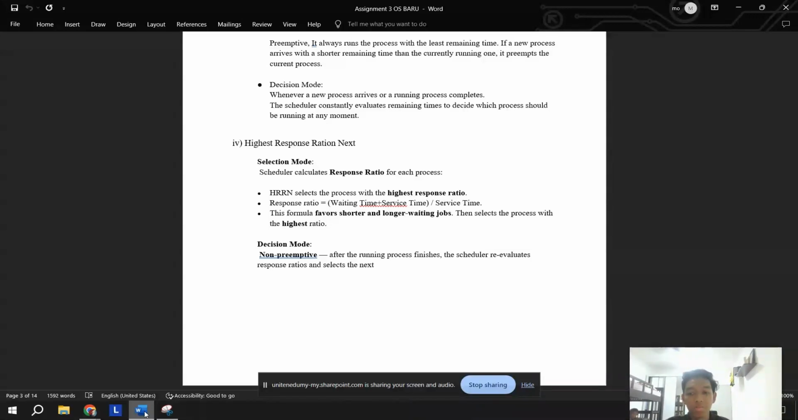Next, for the decision mode, HRRN is non-preemptive. This means once a process starts running, it will finish completely before the scheduler selects a new process. Only after a process finishes, the scheduler will recalculate all the response ratios and select the next highest one. In summary, HRRN helps to balance between short and long waiting jobs and always picks the jobs that have waited enough or are short enough to be fair.